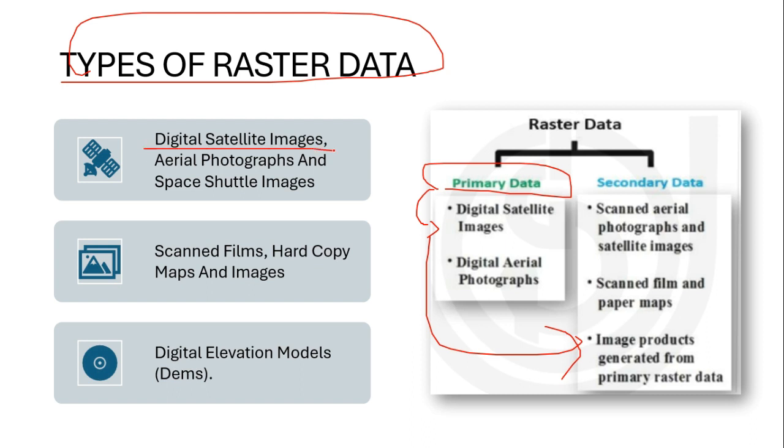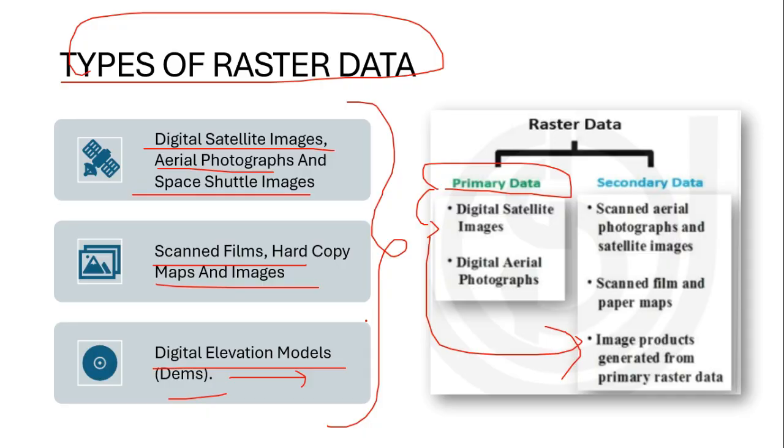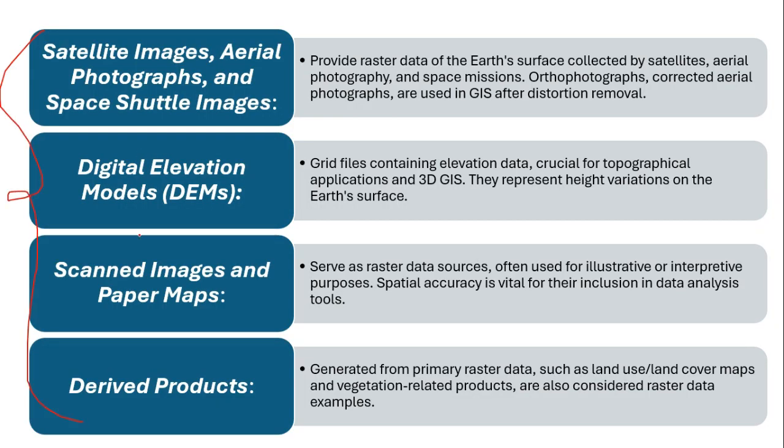Digital satellite images, aerial photographs, space shuttle images, scanned films, hard copy maps and images, and digital elevation models. Elevation data is also there. These kinds of raster data we can get from different sources. Satellite images, aerial photographs and space shuttle images basically provide raster data of the earth's surface that is collected by satellites, aerial photography or space missions. It will provide us an ortho photograph, a corrected aerial photograph, and in aerial photographs we have to do correction for removing distortion.